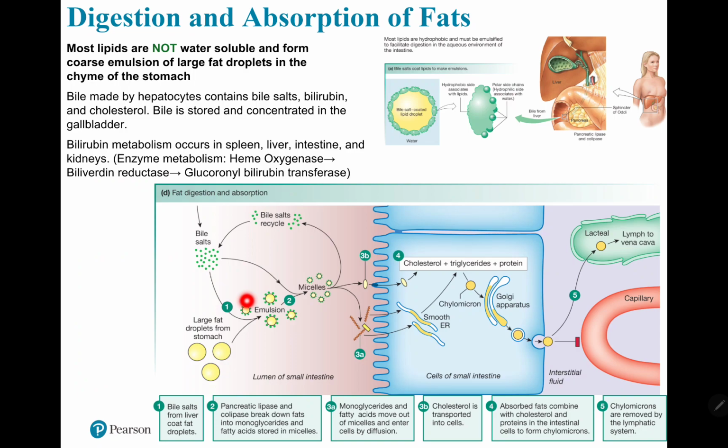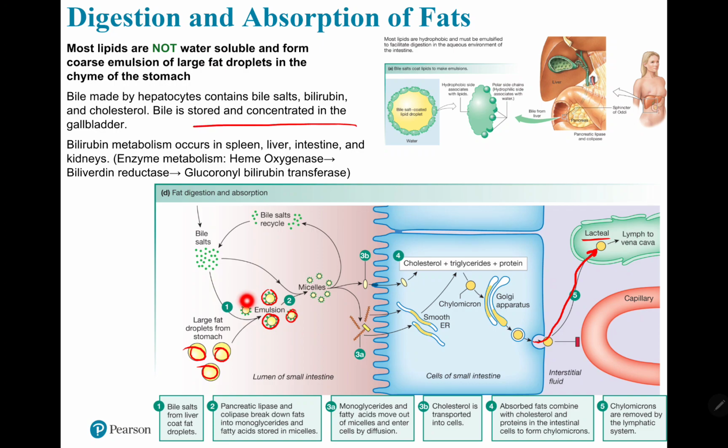Most lipids, obviously, are not typically water soluble, so they're going to form these large fat droplets, as you can see. A lot of times fat is coming in the form of triglycerides, especially in certain diets. But bile is stored and concentrated in the gallbladder, and then it's sent to emulsify that fat. Notice how those bile salts literally go around the fat and pull it apart. Then those lipases and colipases can break it down even further. And then we can reabsorb the fatty acids into these lacteals, into the lymphatic system. That's how we get it into the actual systemic supply.